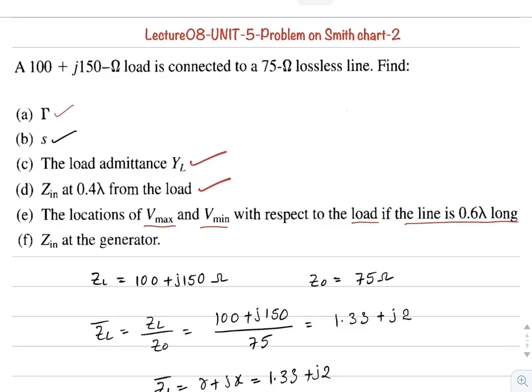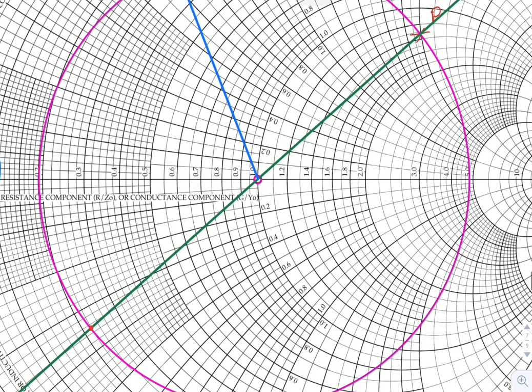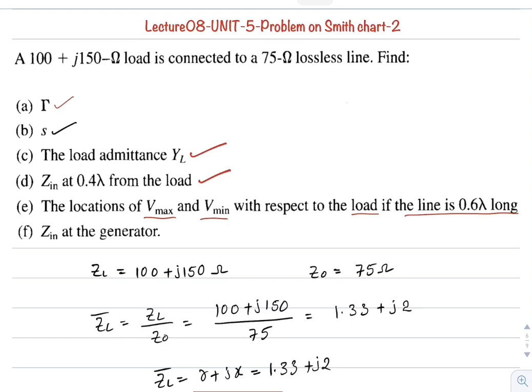The locations of Vmax and Vmin with respect to the load if the line is 0.6 lambda long. Now we have to find out Vmax and Vmin. On the Smith chart, you know that this point represents Vmax and this point represents Vmin. The important point to observe in the question is 0.6 lambda. On a Smith chart, if you travel a distance of 0.5 lambda, that means half of your wavelength, you will complete 360 degrees. But here it is given 0.6 lambda. That means we have to find out the angle for 0.6 lambda first.